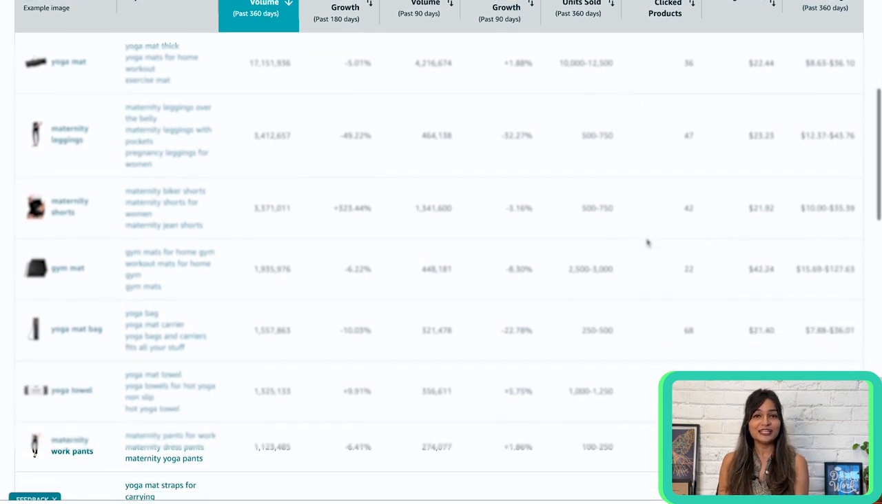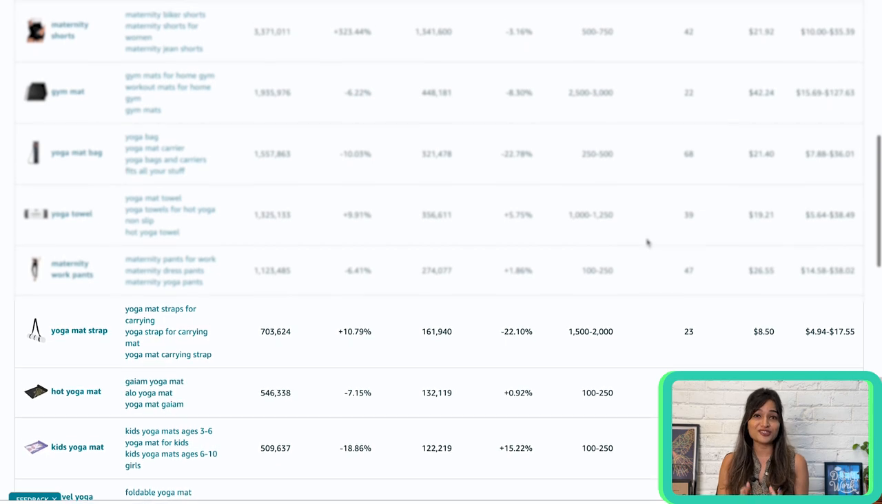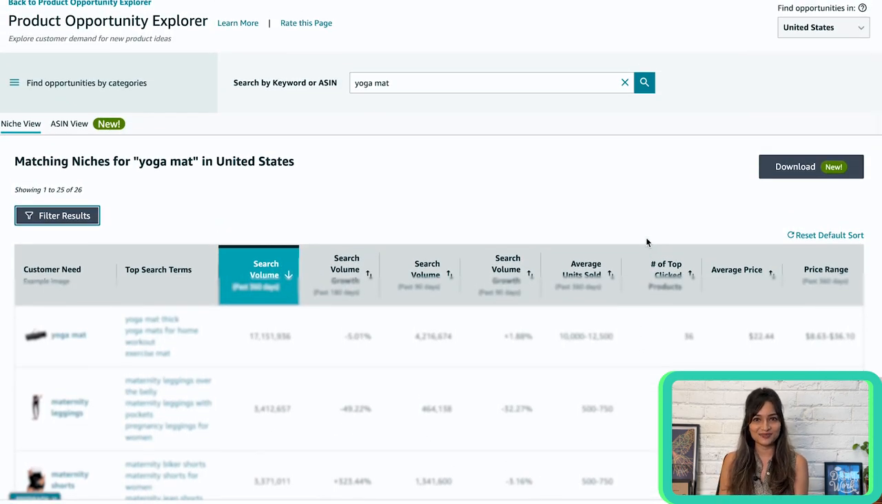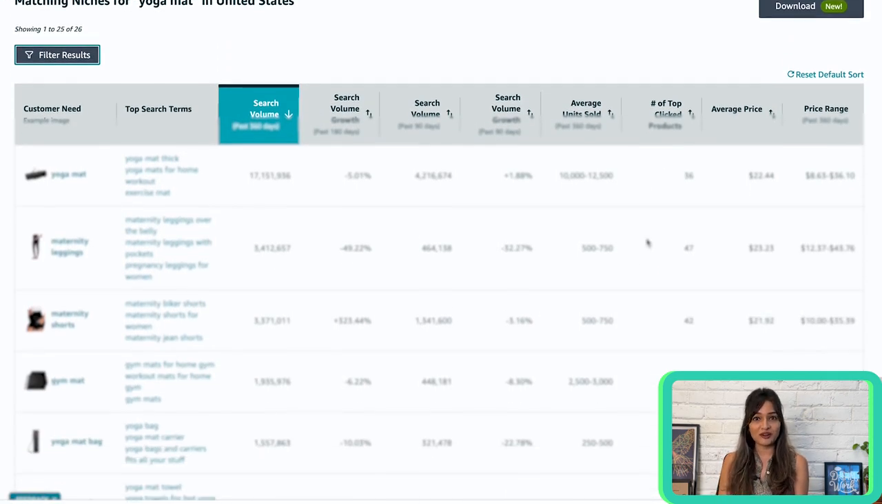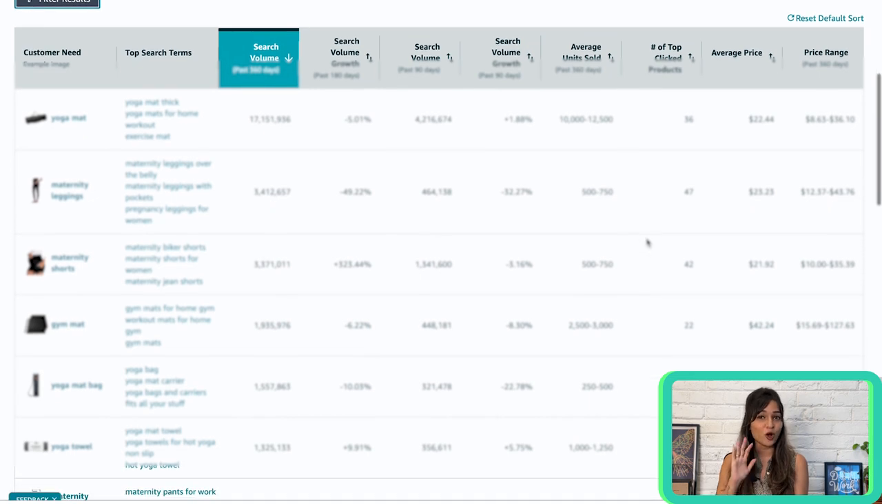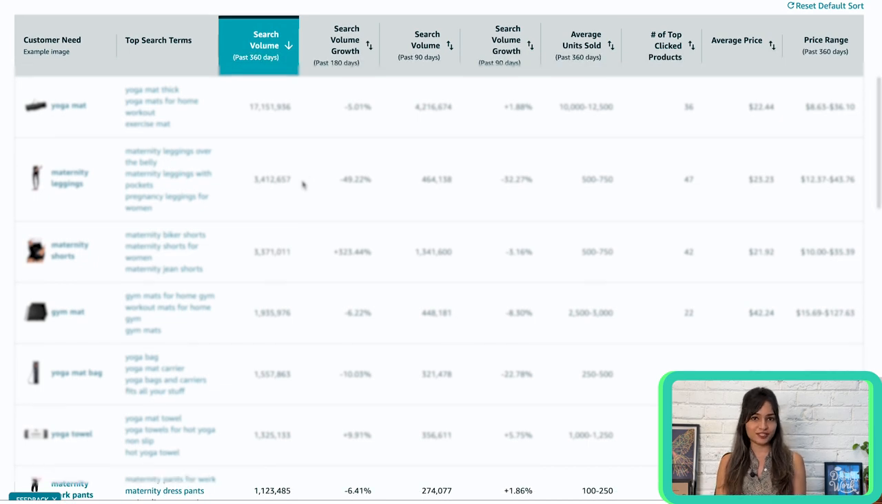Combining these metrics, the Product Opportunity Explorer empowers sellers to make calculated decisions. A niche with a lower click share and a lower percentage value for the top 5 brands is indicative of a less saturated market. This presents an enticing opportunity for new sellers to establish their presence and potentially gain a competitive edge. Conversely, a niche with a high click share and a high percentage value for established brands suggests a challenging environment where newcomers might face stiff competition.